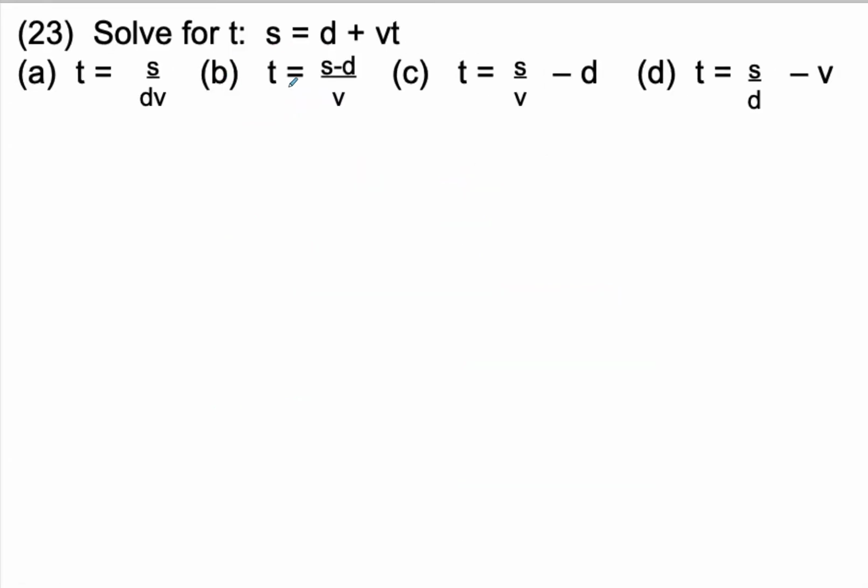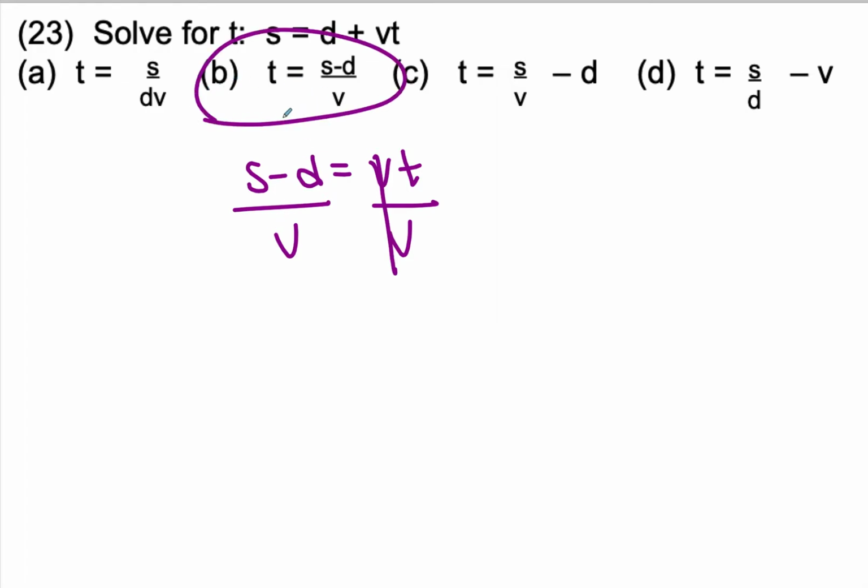All right, number 23. So we want to solve for t. That means I need to subtract d first. So we get s minus d is equal to vt. And how are you going to have t by itself? When you divide each side by v. Then t is equal to s minus d over v. Choice B seems to be the answer.